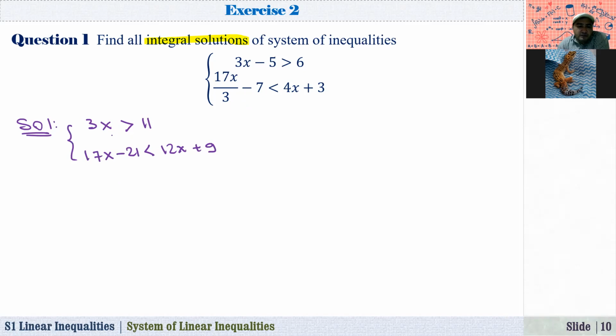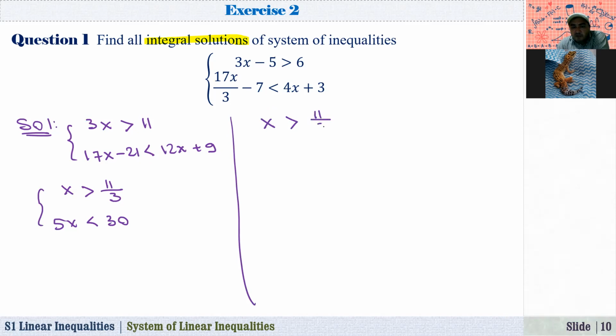So the first inequality, divide both sides by 3, x is greater than 11 over 3. And the second one, take 12x to the left-hand side, 17 minus 12, that is equal to 5x, less than, take negative 21 to the right-hand side, 9 plus 21, that is 30, right? So now I can just write the solution here. x is greater than 11 over 3, and x is less than 30 over 5, that is 6.